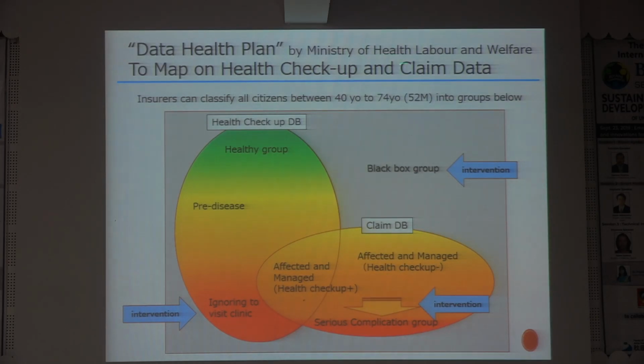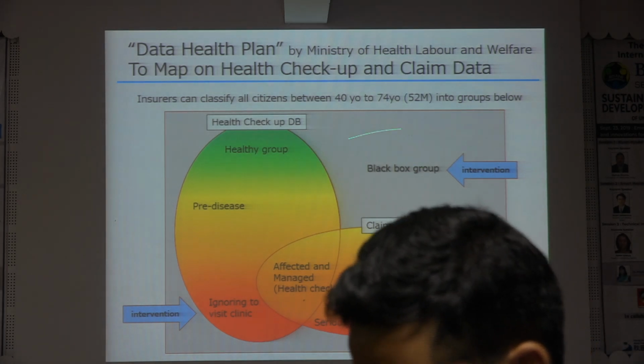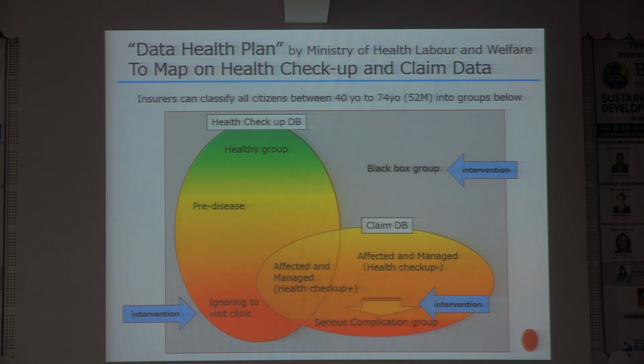This is the essential figure of this data health plan. So this first target is black box. If insurers cannot find any data from the health checkup and from the claim data, this person is maybe very healthy, or nobody knows. So maybe very healthy, but maybe not in that condition. Okay? So the insurer can send this person to the health checkup place.